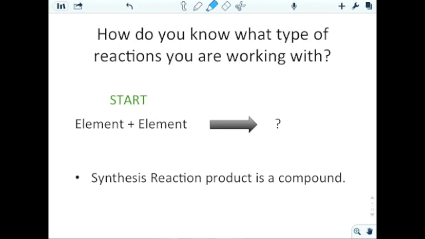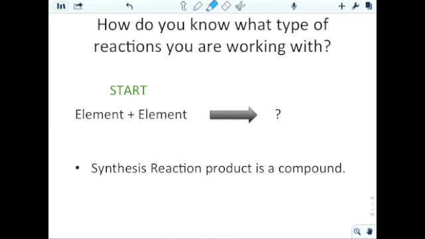How do you know what type of reaction you are working with? So how do we figure it out? Well, if we start with an element and an element, more than likely what's going to happen is we're going to have a synthesis reaction. And the synthesis reaction produces a compound. So an element plus an element will produce some type of compound.